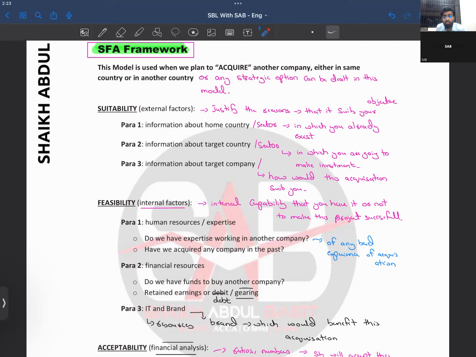So let's just do some questions that test the strategic chapters, right? That test strategy. Let's do these questions, and that could help us in identifying what exactly can be tested from this chapter, right?